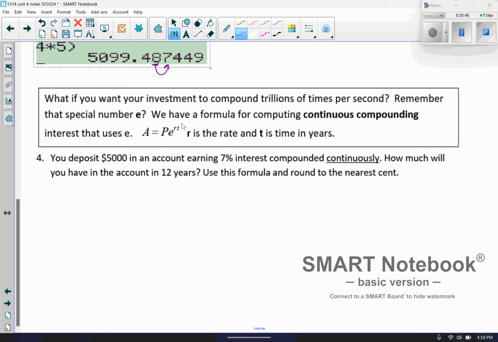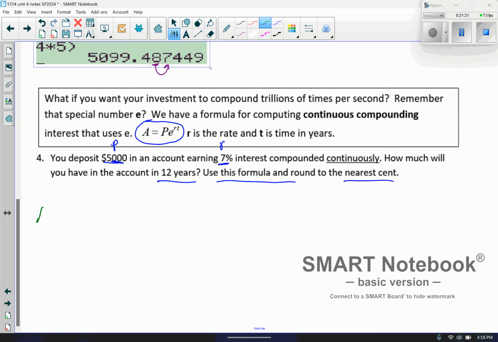So let's look at this one right here. You deposit $5,000 in an account. So that's going to be your principal. And the account's going to earn 7%, which is pretty good. 7% is a good return rate. And it's going to compound continuously. So that's going to clue you in that you're going to use that formula right there. How much will you have in your account in 12 years? Use the formula and round to the nearest cent. So it should at least double. It'll probably do better than double. But let's go ahead and find out.